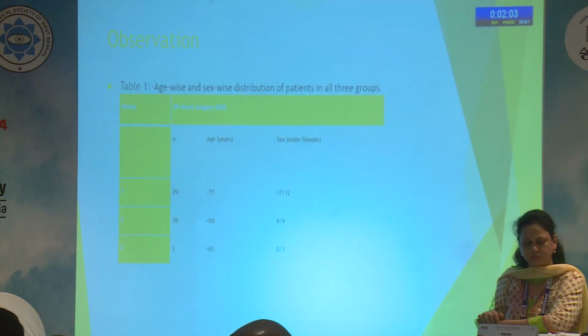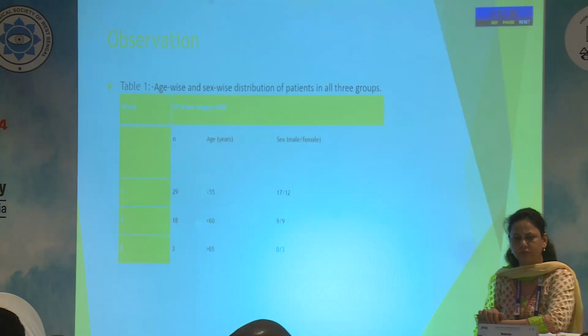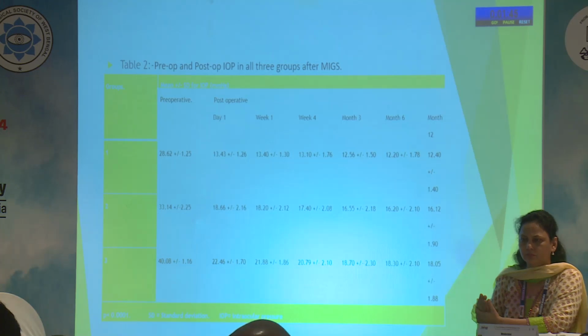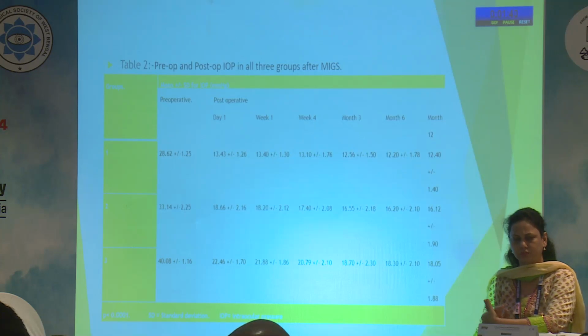So the observations were, first, this is a table showing the distribution of the patients. The first group has 29 patients with a male preponderance. The second group has 18 patients with males and females equal. The third group has 3 patients, all female. This is a table showing the preoperative and postoperative IOPs of the patients. In the first group, preoperatively the mean IOP was 28.62 plus minus 1.25 millimeters of mercury, and after 1 year, it was 12.40 plus minus 1.40 millimeters of mercury.